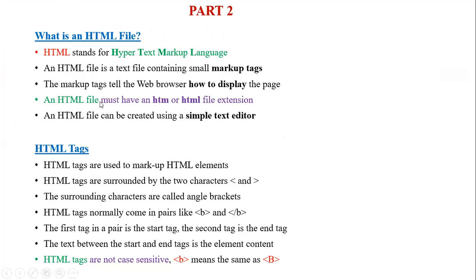An HTML file must have a file extension. When you save, usually we use .html, because we write the coding starting with HTML. Give any name. For example, you can give ahmad.html or practical one or lab one.html. The name can be anything, but the extension is .html. These are the main points.